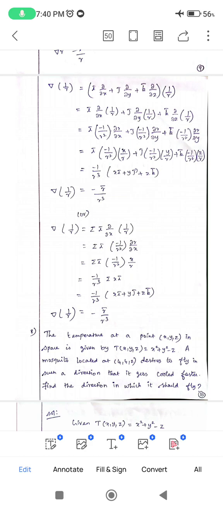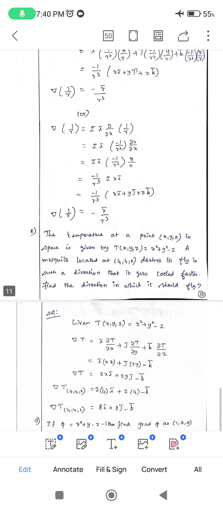Or another way to prove the same result: del of 1 by r is equal to summation i into dou by dou x of 1 by r. So differentiating with respect to x, we get minus 1 by r square into dou r by dou x. So summation x i vector is written as x i vector plus y j vector plus z k vector. So we get minus r vector by r cube.